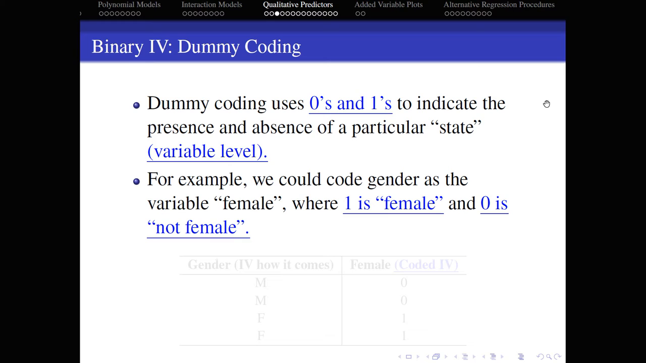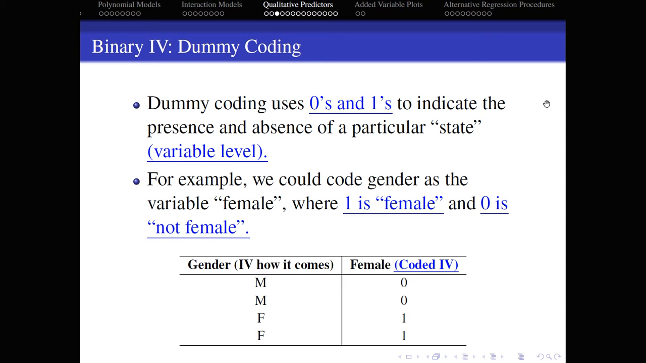And then I'm going to code the female variable as 1 if the participant is female, and 0 if the participant is male. So my data is going to come in as gender with male and female, and then the coded independent variable is going to be called female, not gender, and it is going to have a 1 anytime the individual is a female and a 0 anytime the individual is a male.